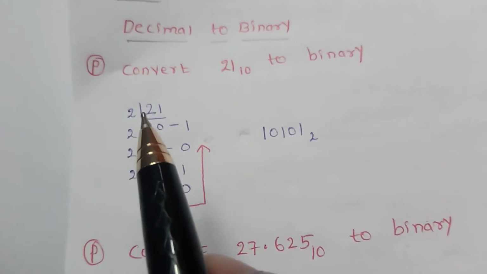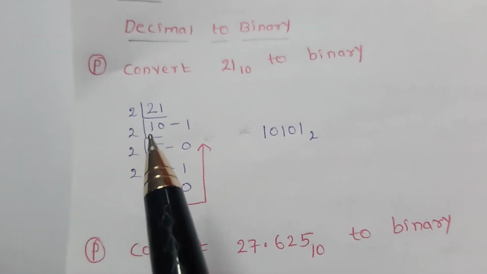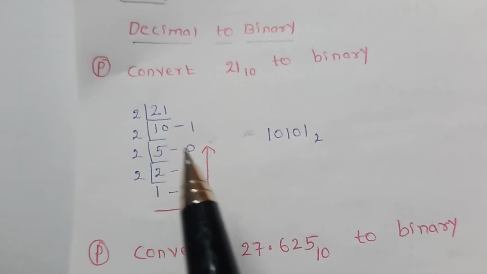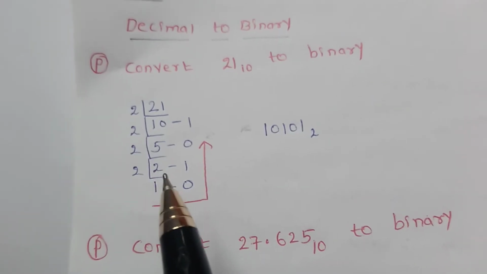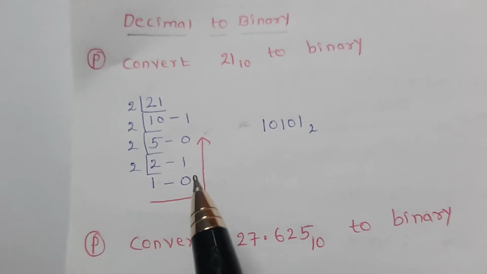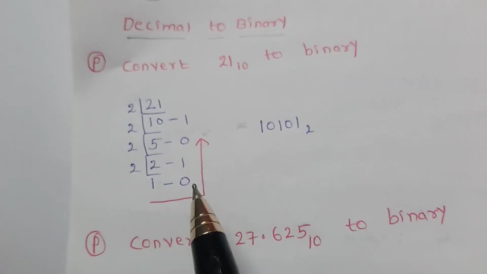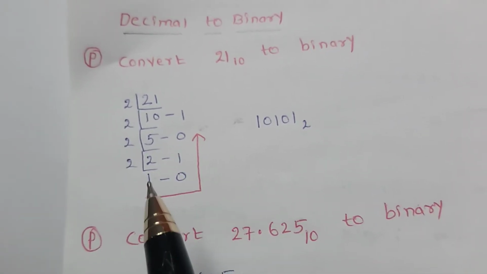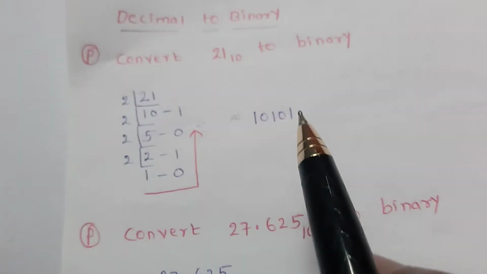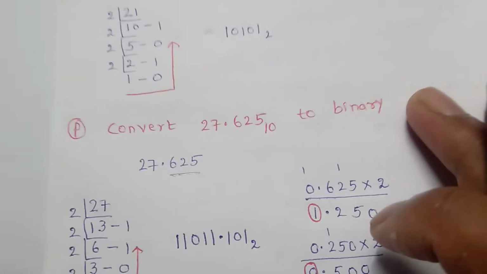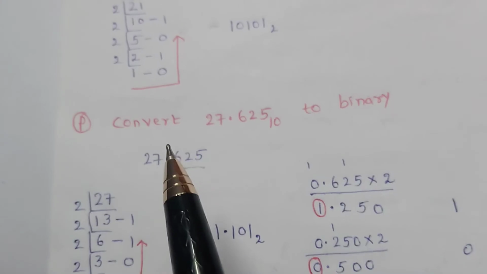Now if you observe, I am dividing successively: 2 tens are 20, remainder is 1; 2 fives are 10, remainder is 0; 2 twos are 4, remainder is 1; then 2 ones are 2, remainder is 0. Now I am taking the remainders from bottom to top. Is it clear? That's why 1 0 1 0 1. This is the required answer. Now we will see one more example.